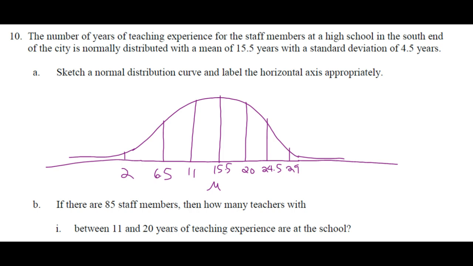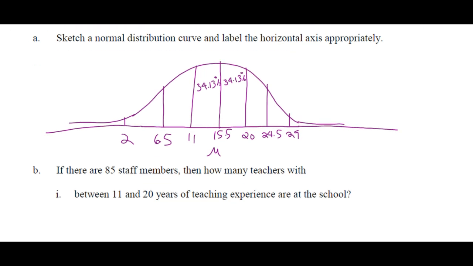Okay, now here's the actual numbers, the actual percents. We said about 68%. It's really 34.13% in each of those. Now there's a way your calculator can do it. We'll get into that later, so you don't have to memorize these numbers. But I'm just writing them in there for you.